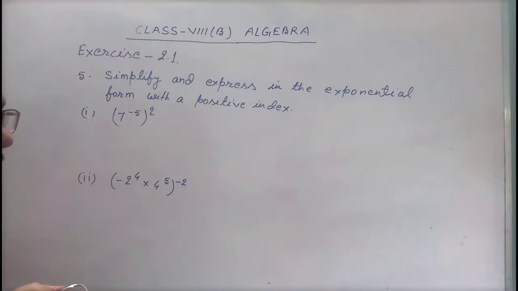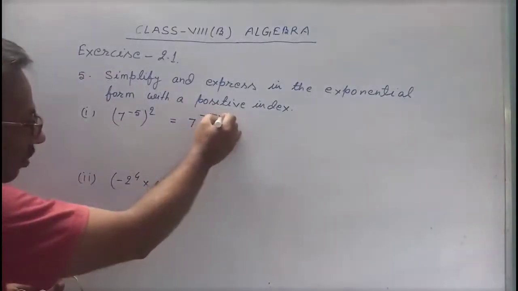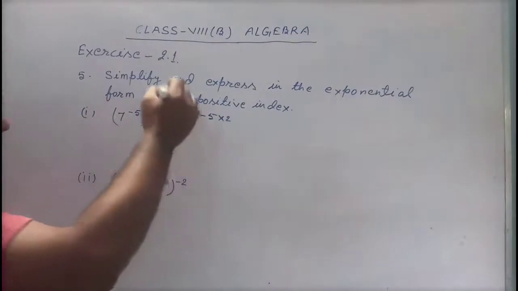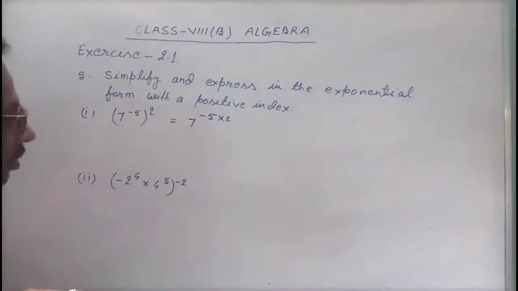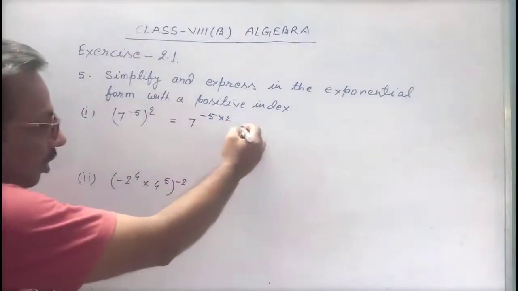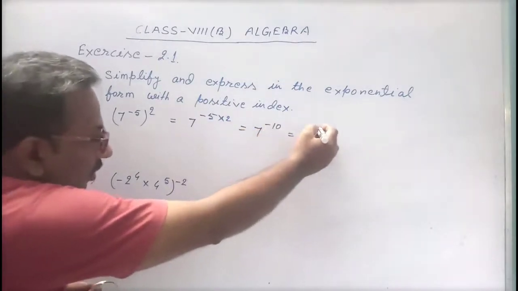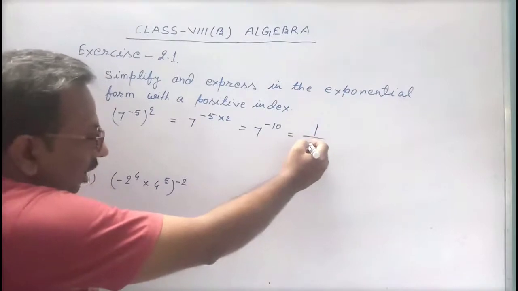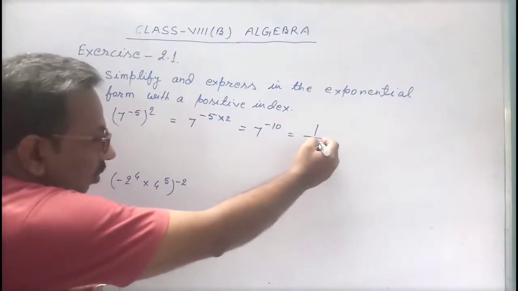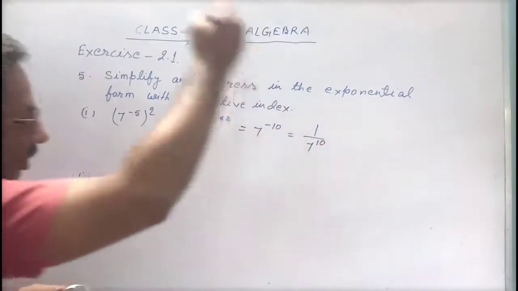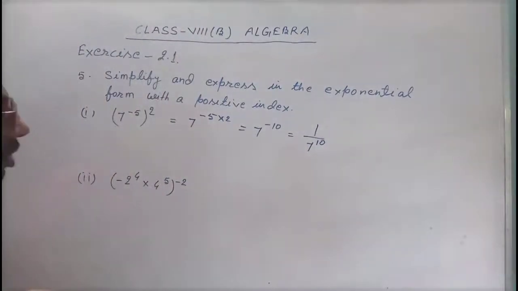Here, Roman number 1 is 7 to the power minus 5 whole square. So we can write this as 7 to the power minus 5 into 2, because this is power upon power, so these two powers, minus 5 and 2, will be multiplied, and in this way we get 7 to the power minus 10. If you change this to the positive index, then you will write the reciprocal of 7, that will be 1 by 7 to the power 10. That became the positive index. Roman number 2.